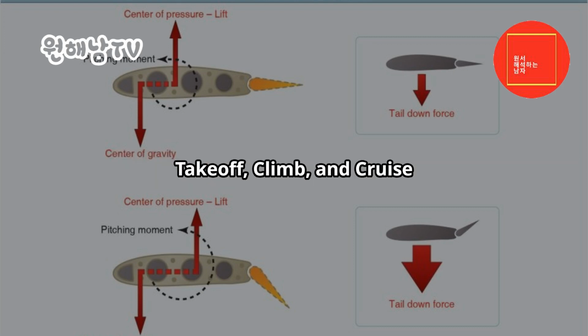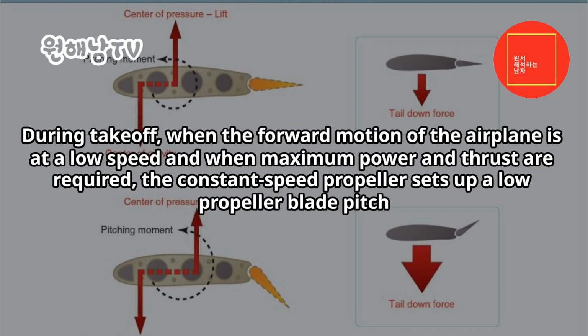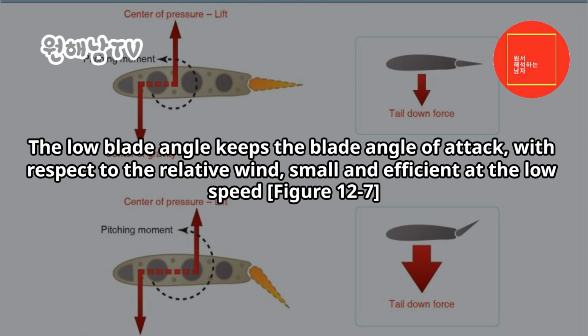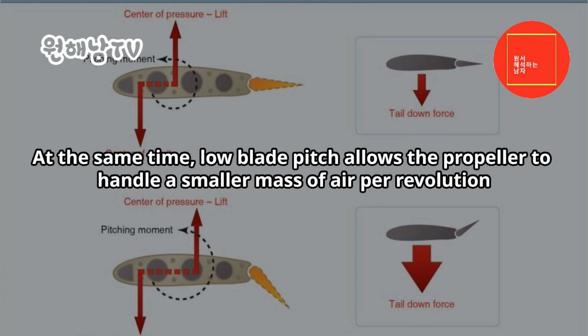Takeoff, climb, and cruise. During takeoff, when the forward motion of the airplane is at a low speed and when maximum power and thrust are required, the constant speed propeller sets up a low propeller blade pitch. The low blade angle keeps the blade angle of attack, with respect to the relative wind, small and efficient at the low speed. Figure 12-7. At the same time, low blade pitch allows the propeller to handle a smaller mass of air per revolution.